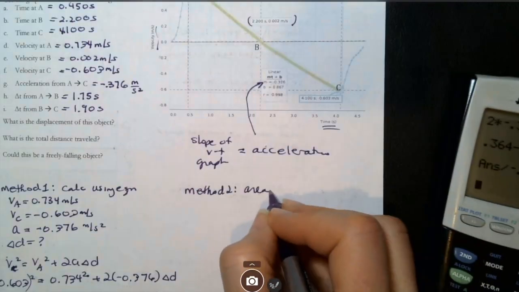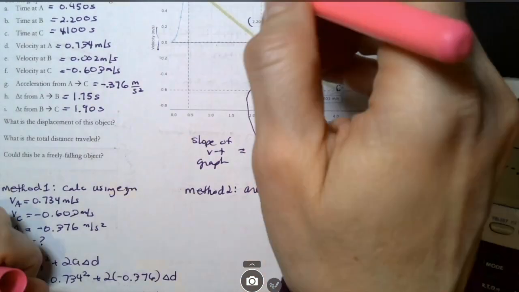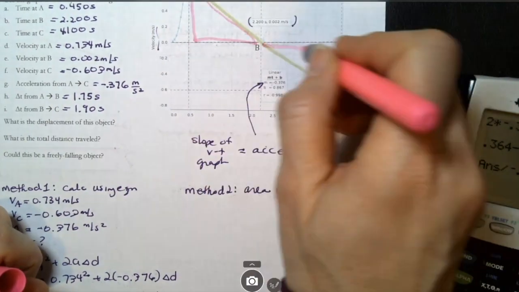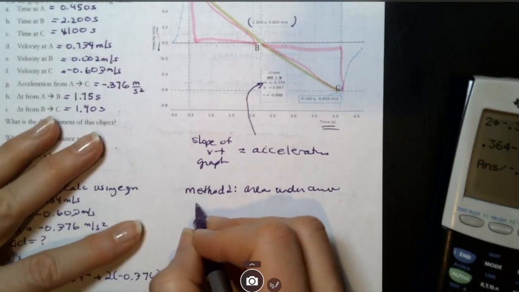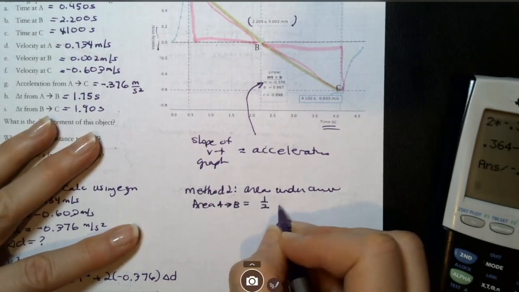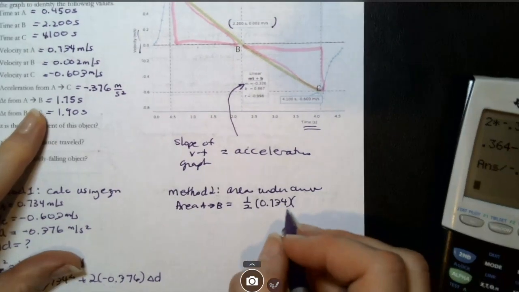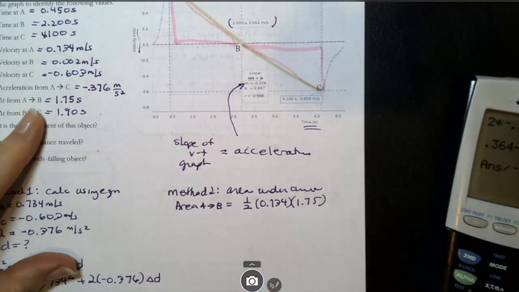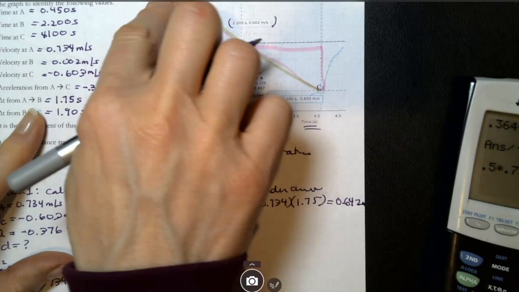Now, what about method 2? You could do the area under the curve. So that will be this triangle here, and that triangle. I will do the area of A to B equals 1/2. The height is 0.734, and the base is going to be the time from A to B. So that's 1.75. So 0.5 times 0.734 times 1.75, which is 0.642 meters. That's the displacement that happened here.